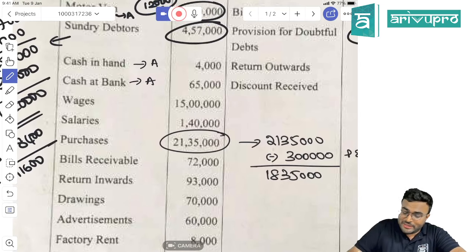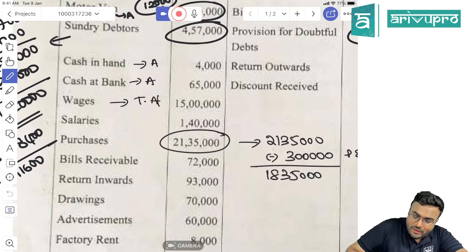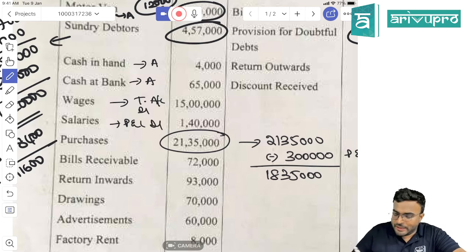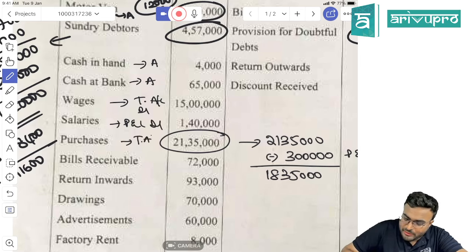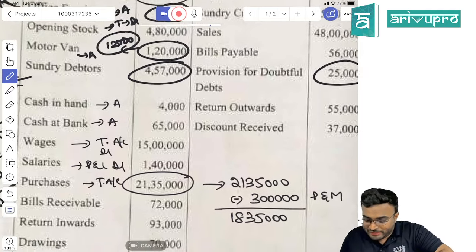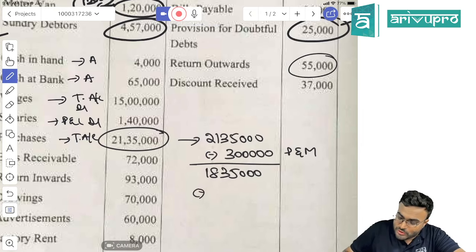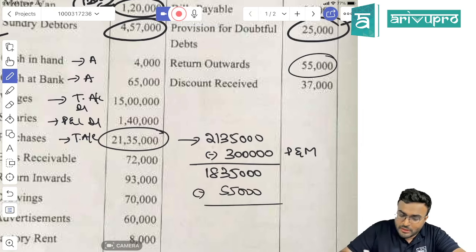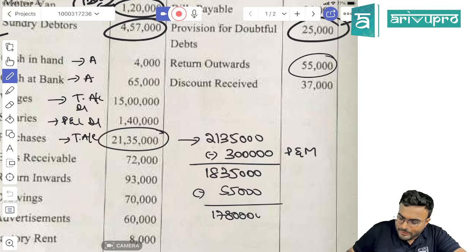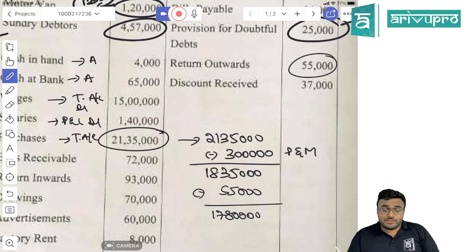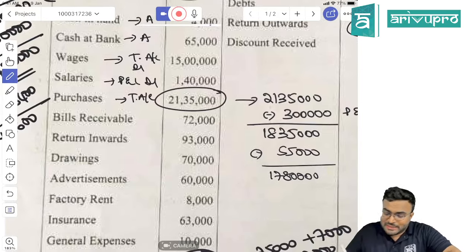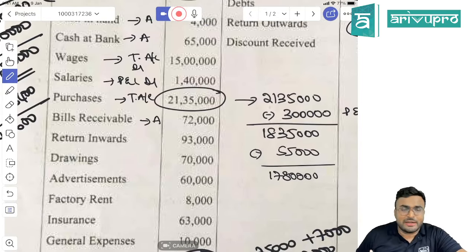Wages, what are you going to do with wages? Wages will go into trading account, debit. Salaries will go into P&L account, debit. Purchases will go into trading account only. But what we have to always check when there is purchases, see over here, returns outwards. So what will you do? Subtract this 55,000. So 18,35,000 minus 55,000. Your purchases will be 17,80,000 in the trading account. Clear? Bills receivable. What will you do? Just show it in the balance sheet asset.